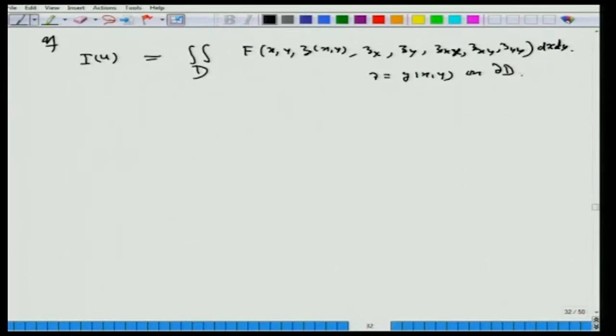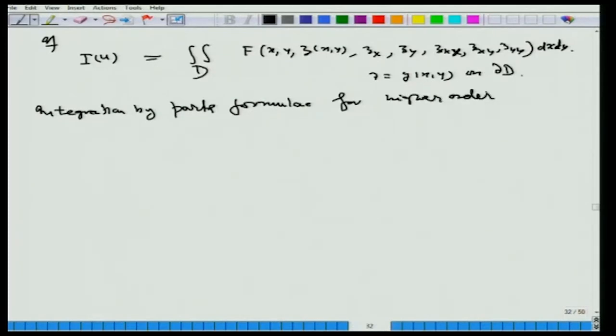So, here how do we tackle the higher order derivatives? We have to take now the integration by parts for higher order derivatives, which we do. So, integration by parts formulae for higher order derivatives.